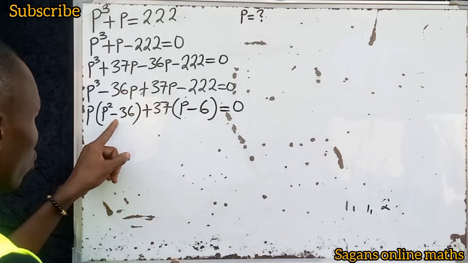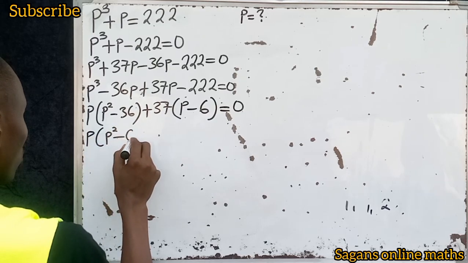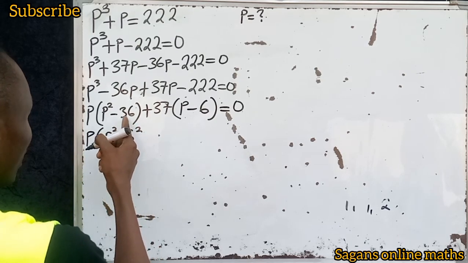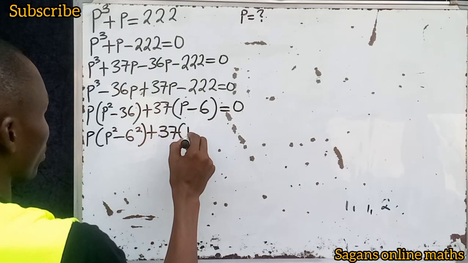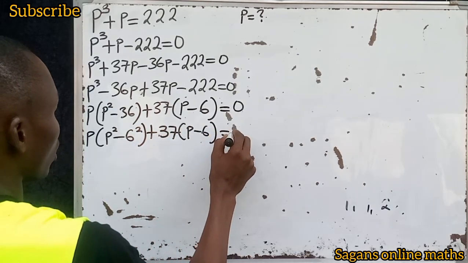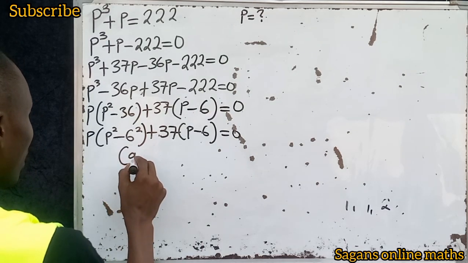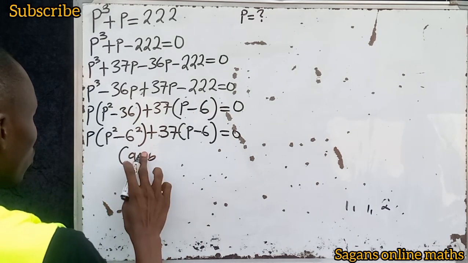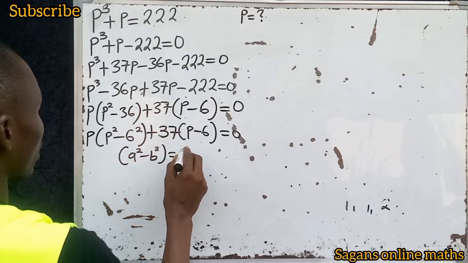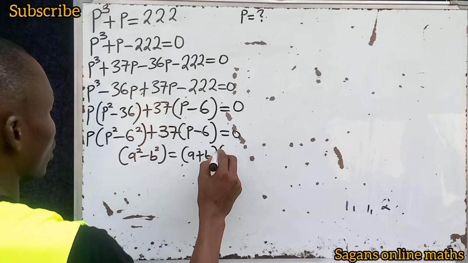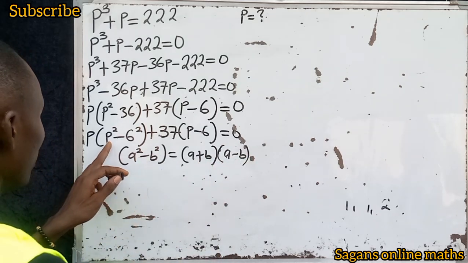Now we can do something very interesting here. Look at what we're going to do. This is p into p squared minus 6 squared. 6 squared is 36. Then plus 37 into p minus 6, all this equals 0. We know that this is a difference of two squares: a squared minus b squared is equal to a plus b, times a minus b. This is the definition of the difference of two squares.